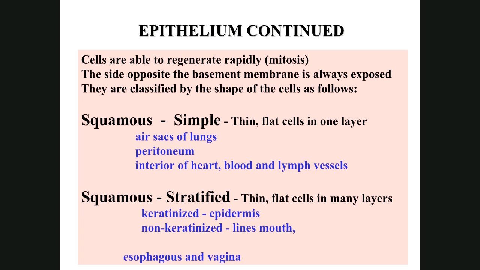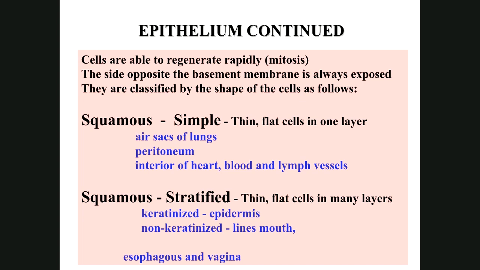Now, epithelium is classified in your body by its shape. Some of the cells are called squamous cells, and that word means flat. They're very flat, almost like a coin or a poker chip, or maybe the scale of a fish, that kind of shape. Thin, flat cells in one layer. If it's only in one layer, remember, that means it's simple.